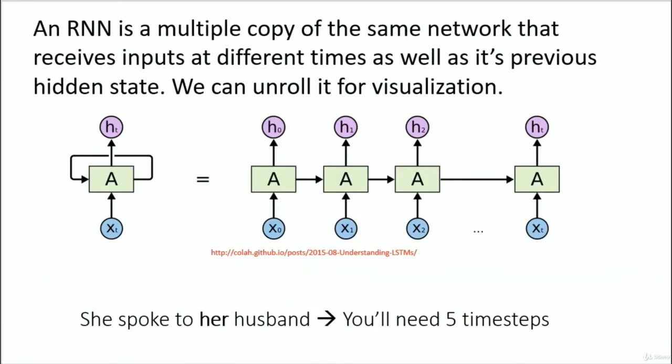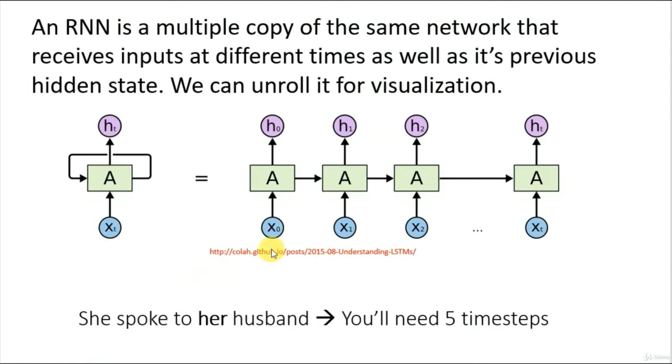RNNs are just multiple copies of the same network. You repeat the same network several times. Each time you repeat this network, it receives a different input and the previous hidden state. This whole thing is a neural network with these input neurons and these hidden neurons. The output of the hidden neurons is passed to the next neural network, which receives the outputs of the previous hidden neurons and the next input.